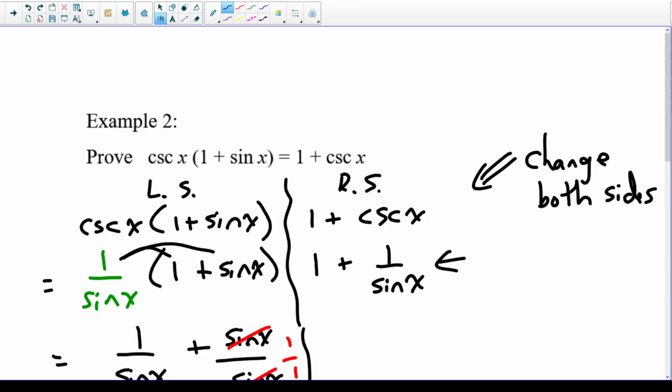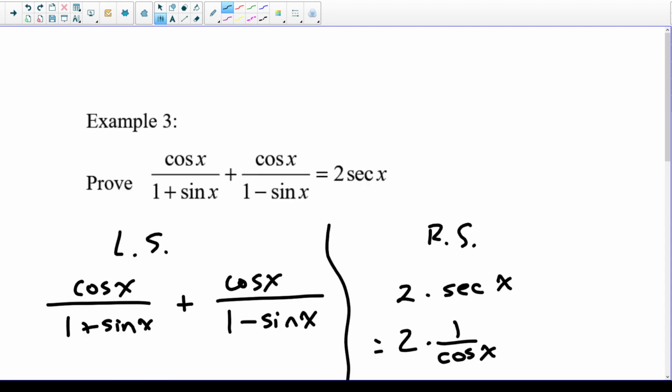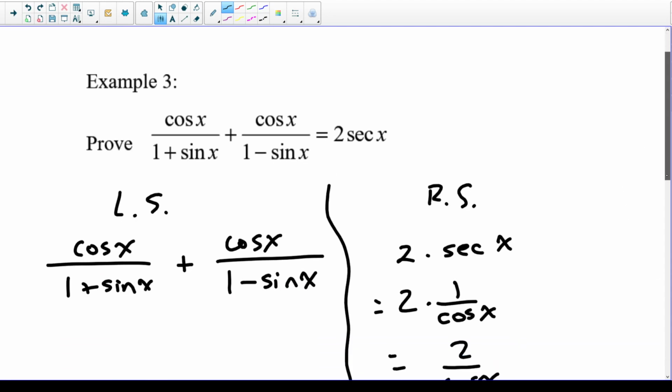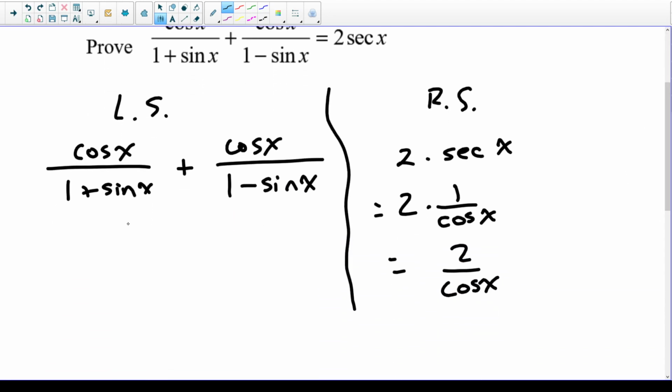If I go back to this, do I have a common denominator yet? It's 1 plus sine x and 1 minus sine x. I do not have a common denominator yet. So remember when we were doing rationals and we were adding rationals? This is basically a rational that has trigonometric functions in it as well. So we have to find a common denominator to those two.